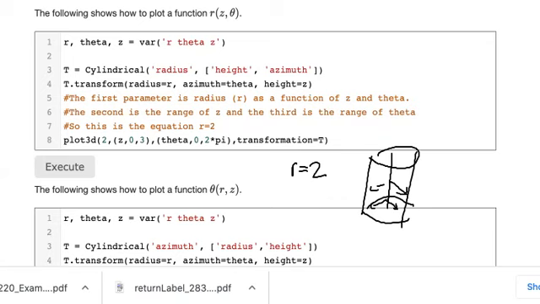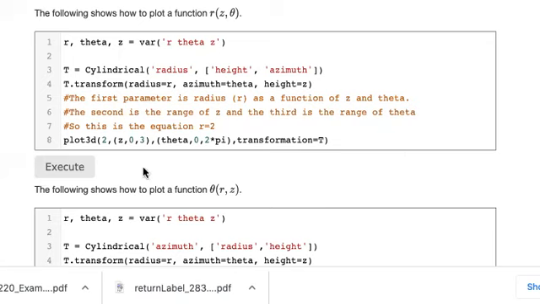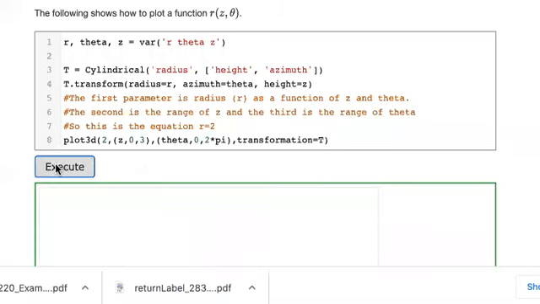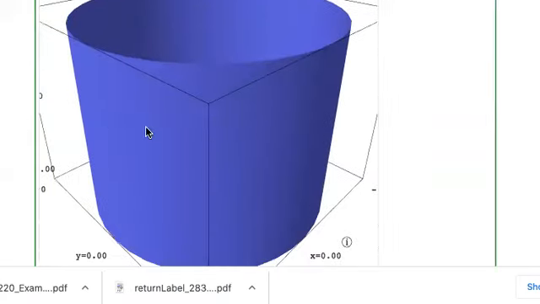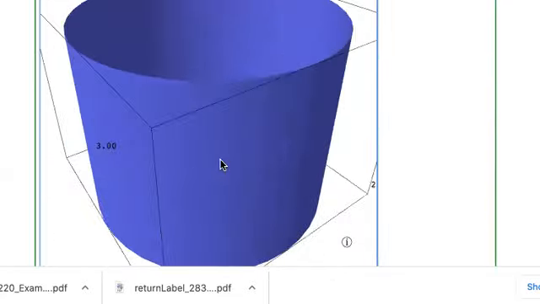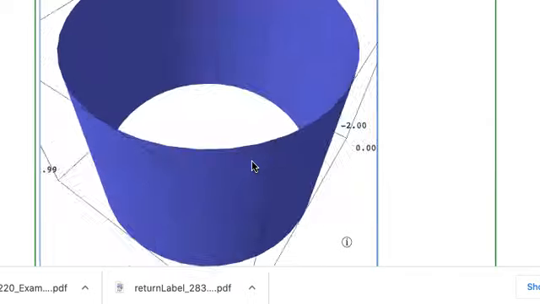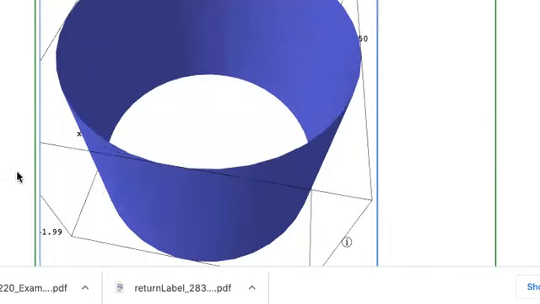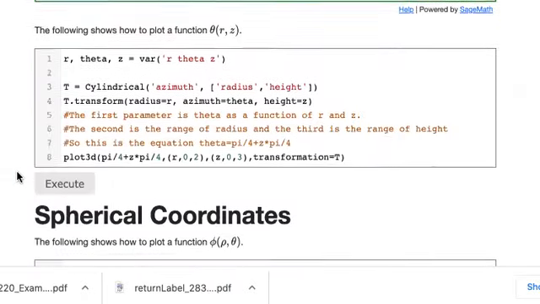Let's see if that's what happens. All right. Okay, let's go for it. Push execute and see, and yes, indeed, that's what happens. We get a cylinder. Okay, so distance of 2 away from the z-axis. All right, let's look at another one.